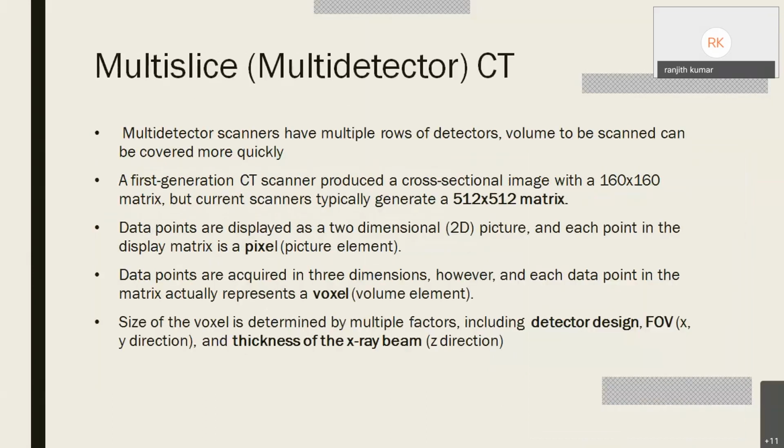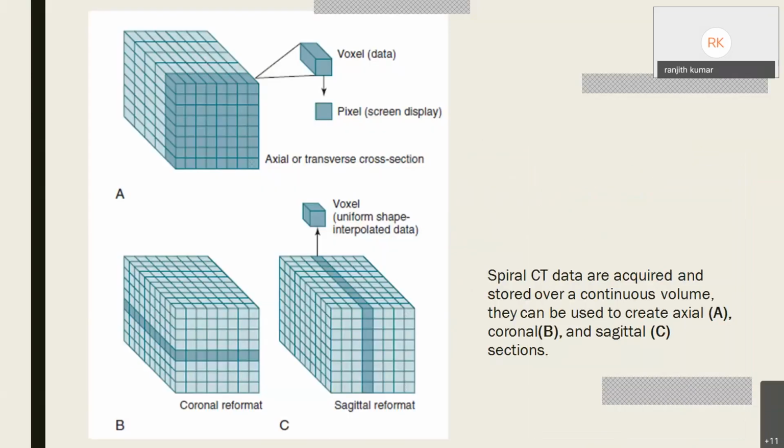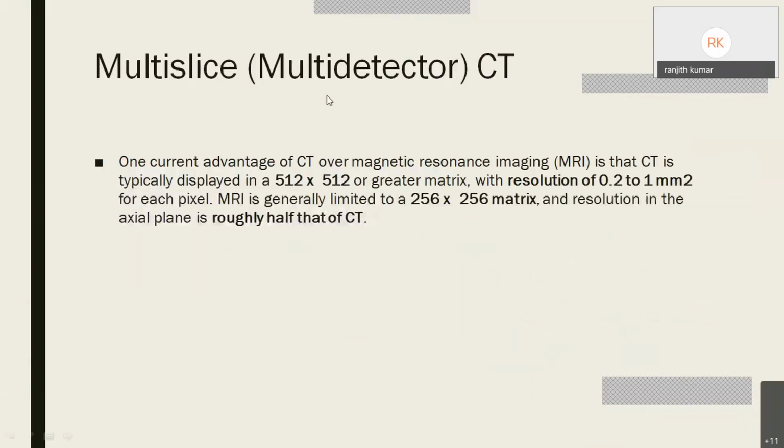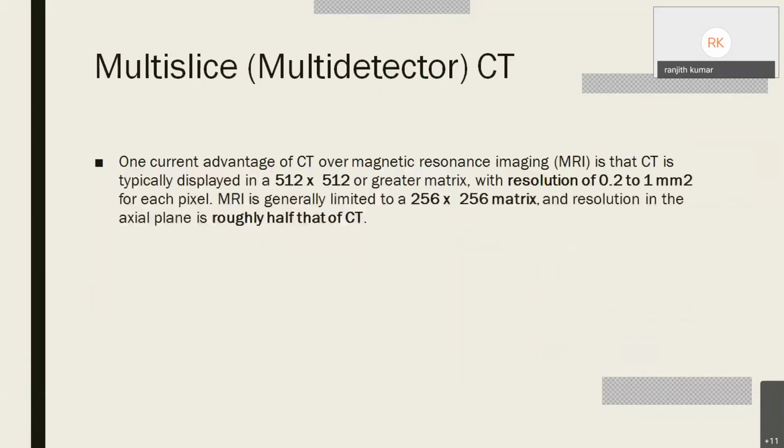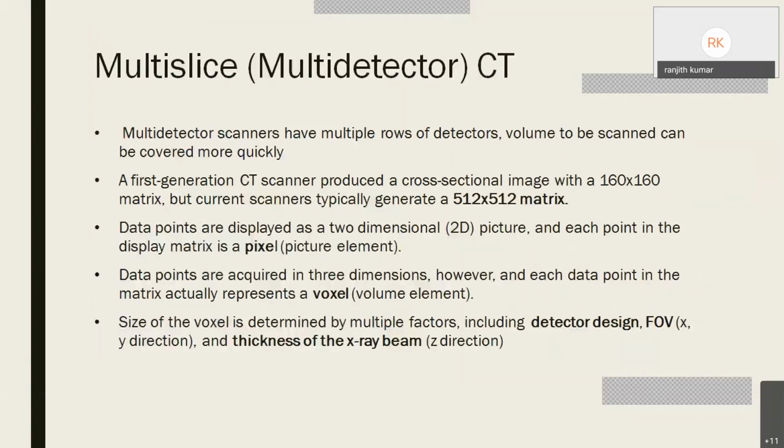In the first generation, only a 160 by 160 matrix was possible. With current CT scans, about a 512 by 512 matrix is possible. These are defined as pixels, which are two-dimensional image elements, whereas the three-dimensional configuration of the same pixel is given as a voxel, which is volume dependent rather than diameter dependent.